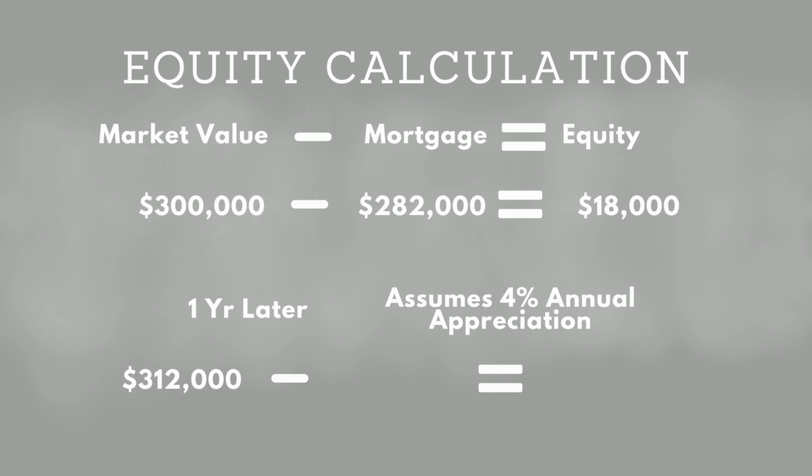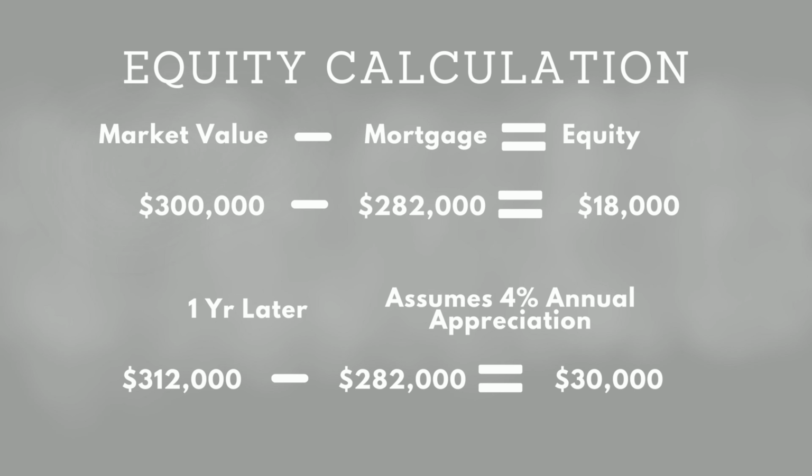Let's assume that your local market in your area has an average 4% yearly appreciation rate, meaning the home you purchased for $300,000 would now sell for $312,000 after just 1 year. So the market value is $312,000 and your loan amount is $282,000. Now in reality, it would be less because you've been making payments for a year, but since interest rates vary, I'm going to keep it simple and use that same $282,000 loan amount. So after a year with a 4% appreciation on your home, your equity is $30,000.